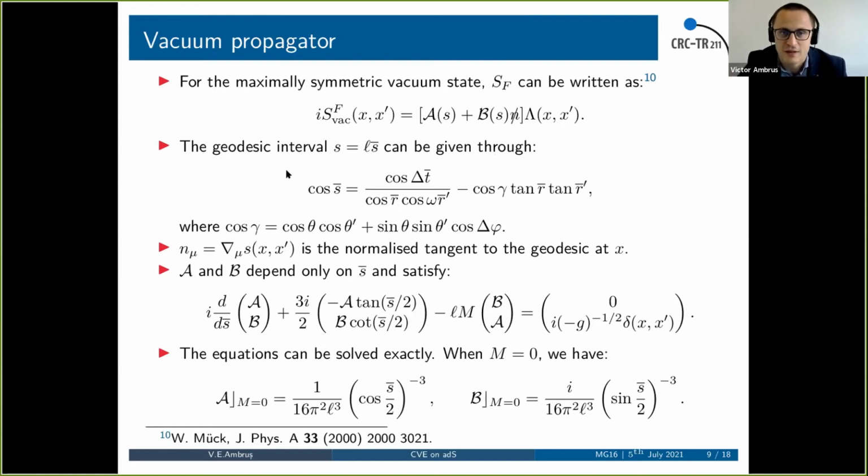This s here is the geodesic interval between points x and x primed. It has a known expression in anti-de Sitter. And basically these two functions satisfy some coupled differential equations, which can be solved exactly. And here is the m equals 0 limit, just to show you their expressions.